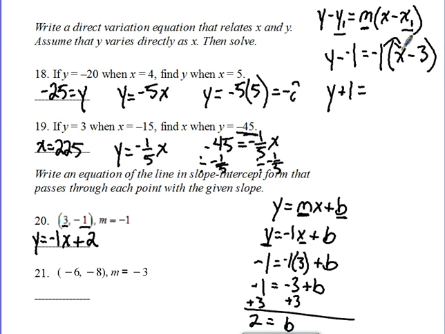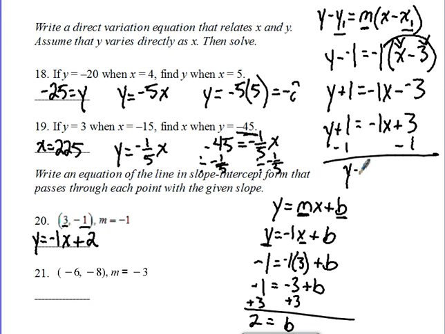And now if I solve this to get y by itself, y minus negative 1 is the same as y plus 1. And we're going to distribute the negative 1. Negative 1x minus negative 1 times 3 is negative 3. And now I have a minus negative 3. I could actually rewrite that as negative 1x plus 3. y plus 1 equals negative 1x plus 3. Subtract 1 from both sides to get the y by itself, and I get the equation y equals negative 1x plus 2. So two different ways to get the same linear equation in slope-intercept form.